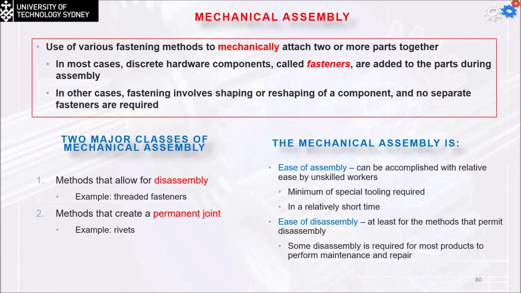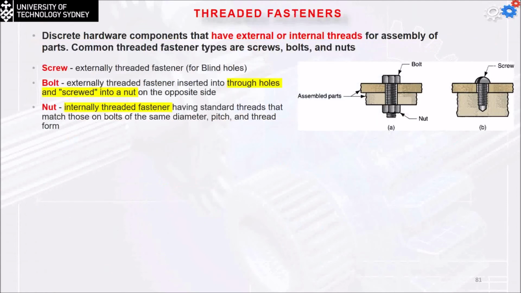So this is the first method. We can have the threaded fasteners. We can use screws or bolts and nuts. Mainly for this one, we're going to join the parts. One of them is going to have the through hole, the other one is going to have the blind hole, and the lower part is going to be the threaded one. In the case of bolts and nuts, we're going to have two through-hole parts, with no thread available, and then we're going to use the bolts and nuts to hold the parts together.